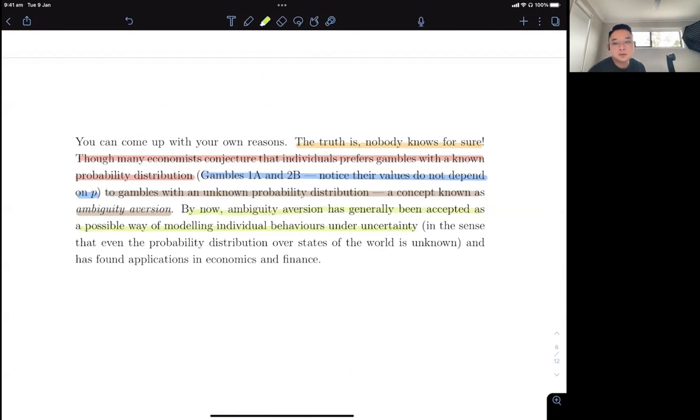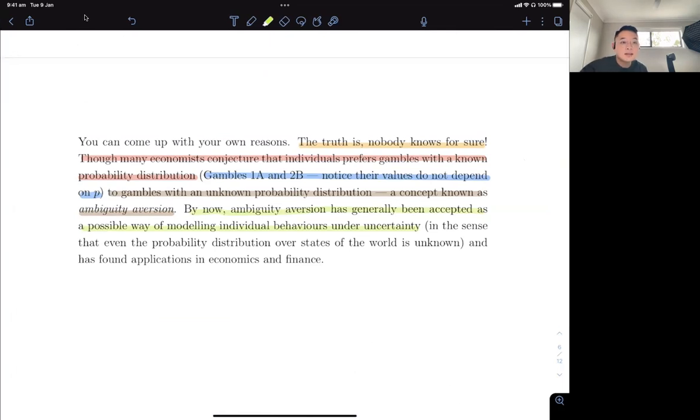So again, come up with your own answer. This really doesn't matter. I don't think you'll be answering this kind of question in your problem set as well. So that will be the end of this week's tutorial.